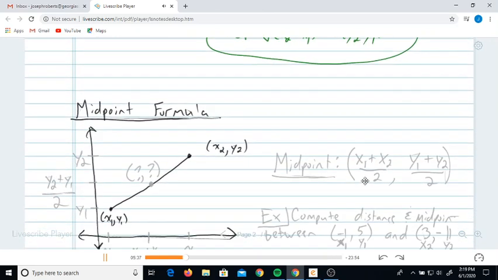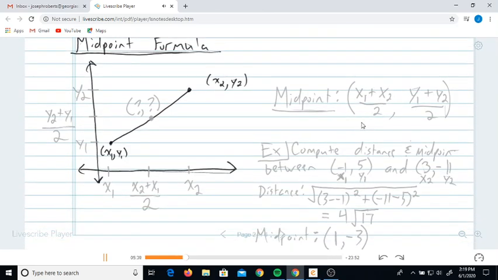Let's go ahead and derive the midpoint formula. So the idea with the midpoint formula is I want to figure out the coordinates of the, well, middle point. So we've got this first point, which is at (x1, y1). This point is at (x2, y2), and I want to find the point in the middle.